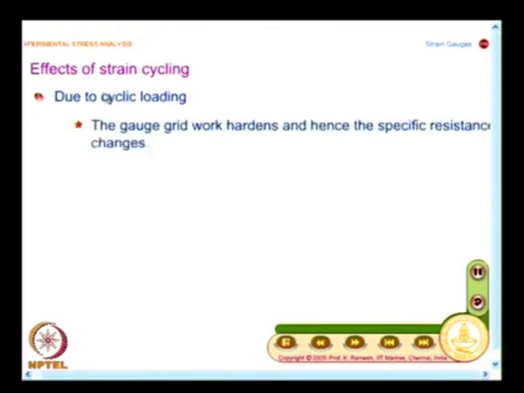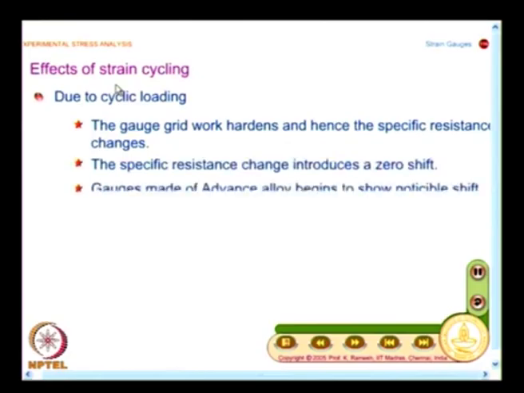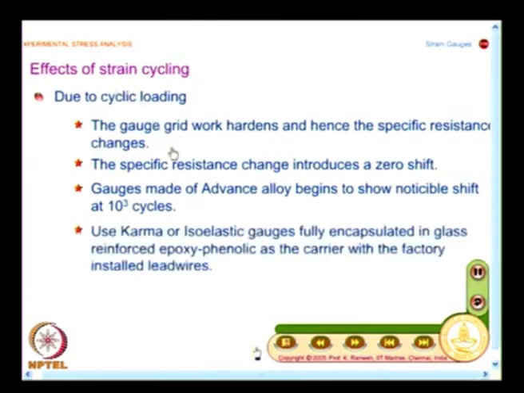And now we look at what are the effects of strain cycling. See, it is very interesting to see, unless you look at each aspect closely, you will not even notice that such variations can happen. Because of cyclic loading, the gauge grid work hardens. How interesting it is, and what happens because of that? The specific resistance changes. When the specific resistance changes, it introduces a zero drift.